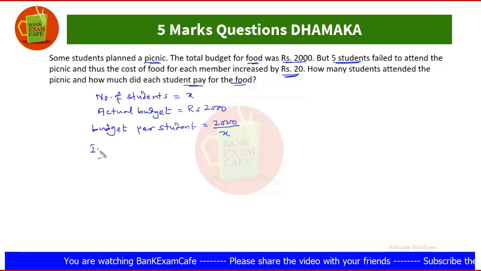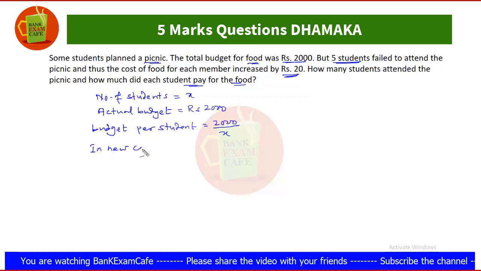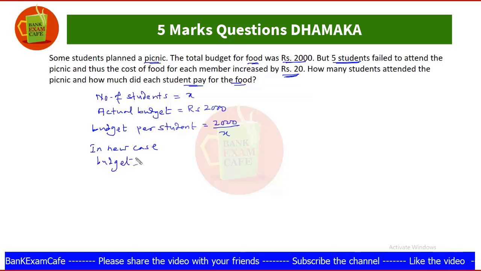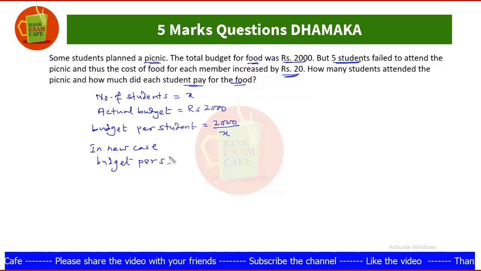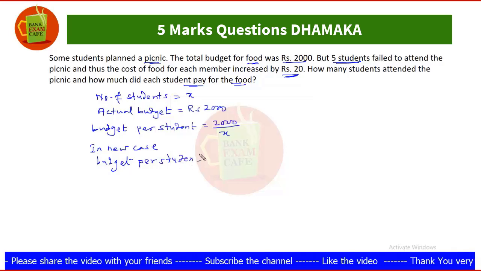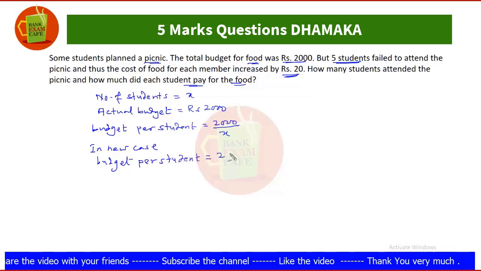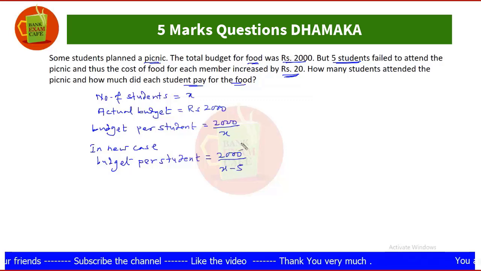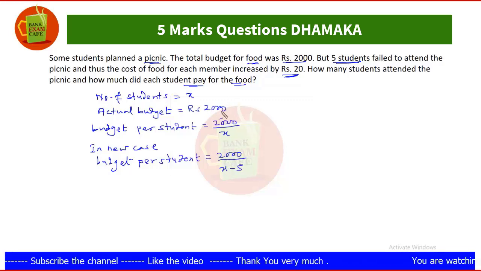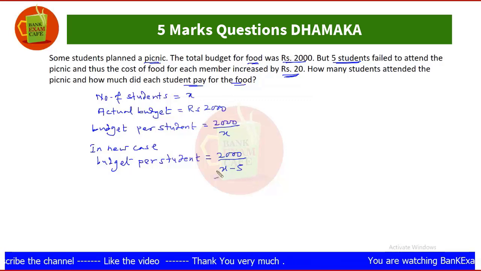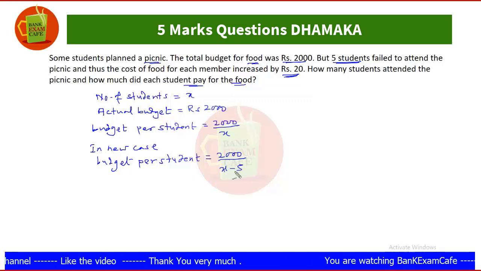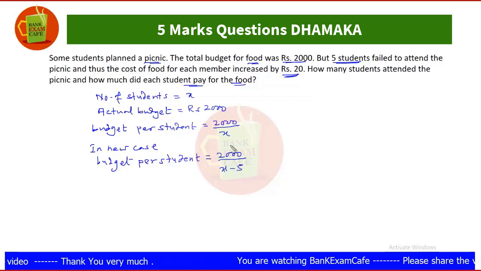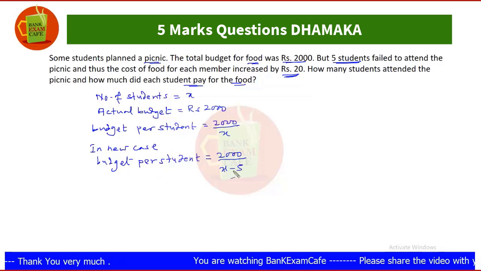So in the new case, the budget per student is equal to 2000 divided by x minus 5, because 2000 was the total actual budget, and x minus 5 students attended the picnic, and therefore the per head expenditure will be 2000 by x minus 5.